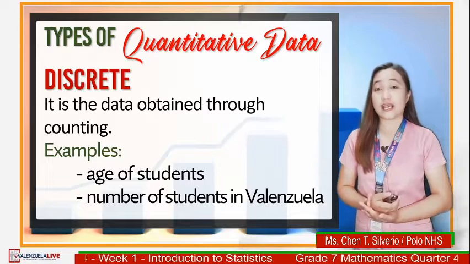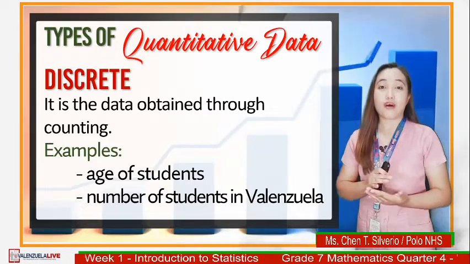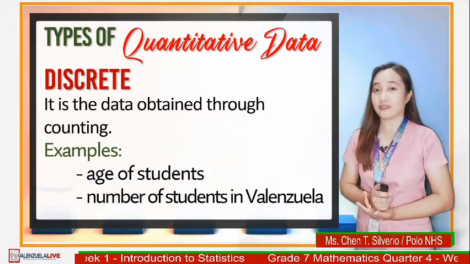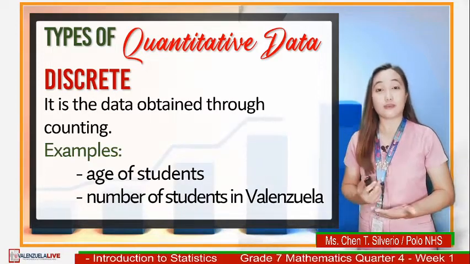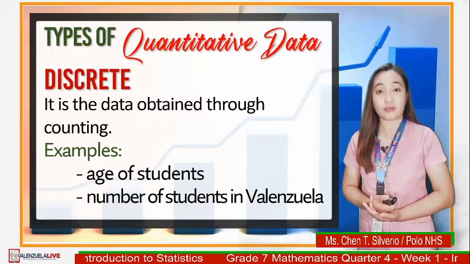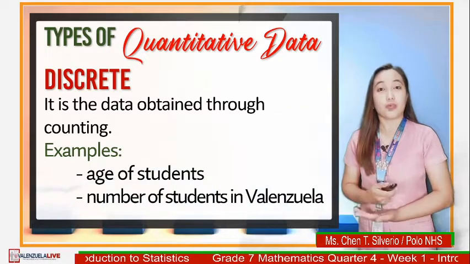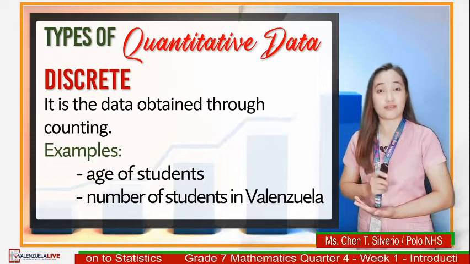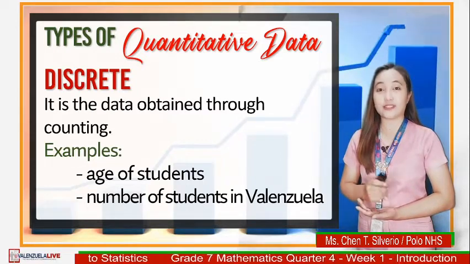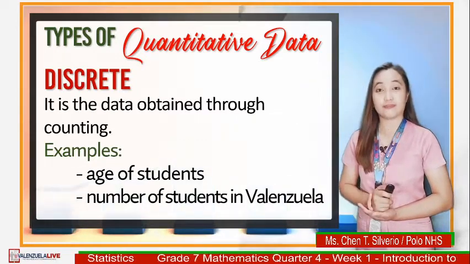According to the data in Valenzuela, there were about 130,000 students enrolled in elementary and secondary for the school year 2020-2021, in which we cannot have a data of 130,000.5 because there is no person counted as half.